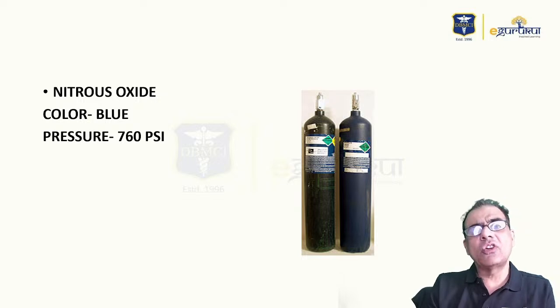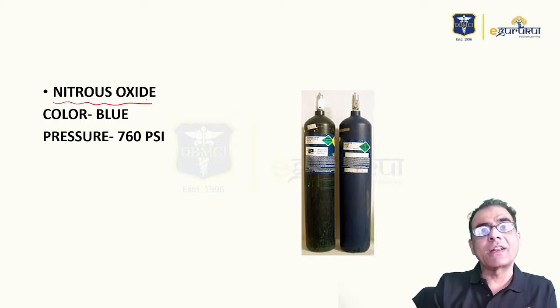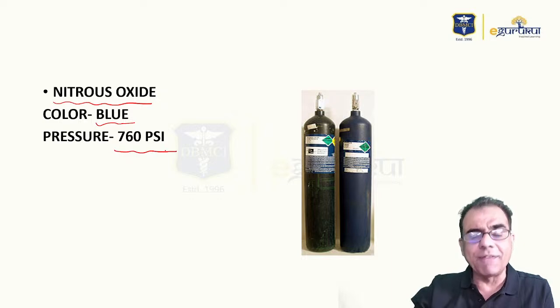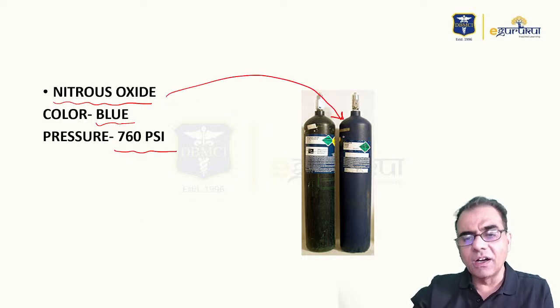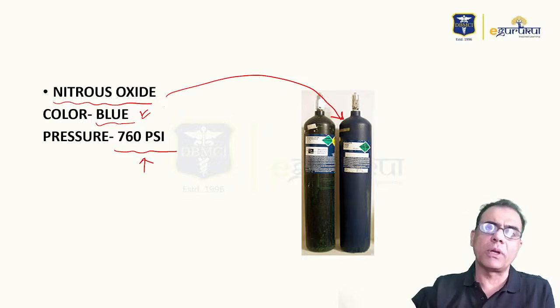The second cylinder in common use is nitrous oxide, which is stored in blue color cylinders at a pressure of 760 psi. You can see this is a nitrous oxide cylinder, which is blue, and the pressure is 760 psi, that is 760 pounds per square inch.